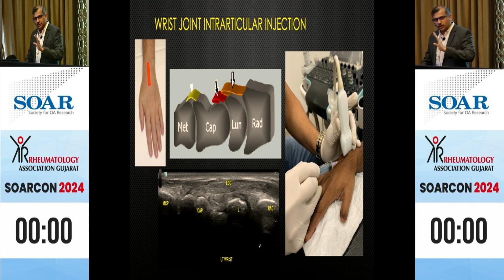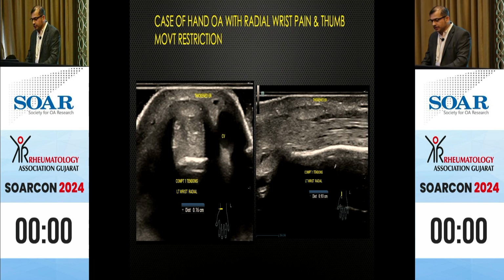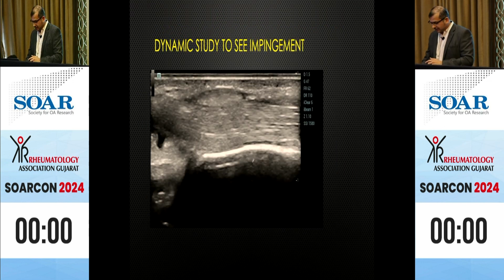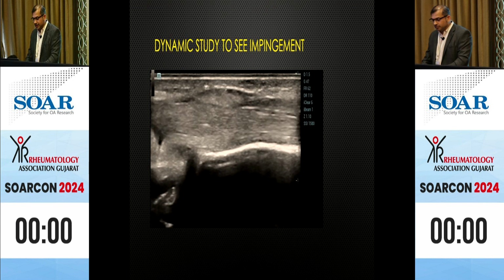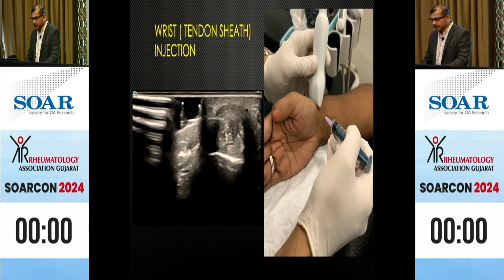Wrist injections are not given in OA because OA never happens in the wrist, but this is the way to give in the radiocarpal joint between the compartment 2 and 4 tendons. Then you have your whole set of the tendon sheath injections where in OA you get de Quervain's, that's the thickened retinaculum, and these are the APL and EPB tendons. That's the impingement which happens, and that's the way you inject.